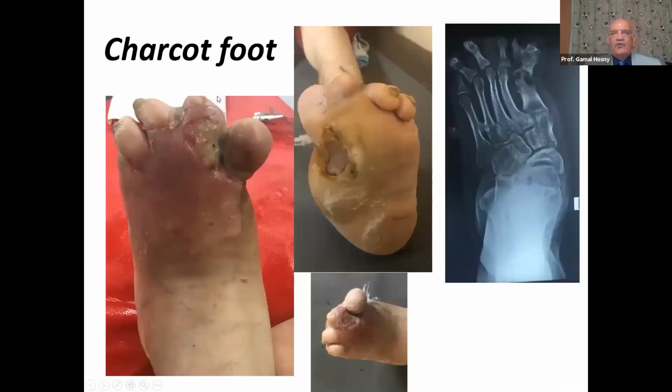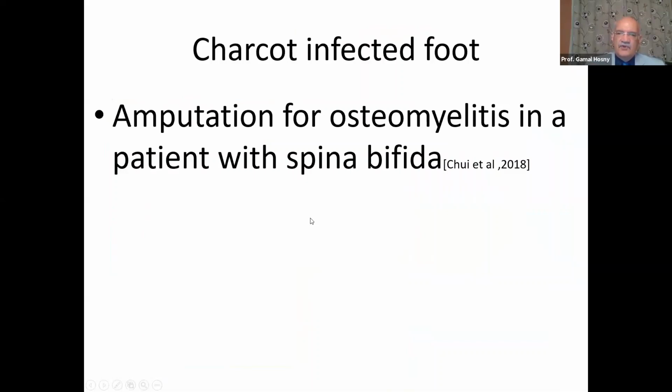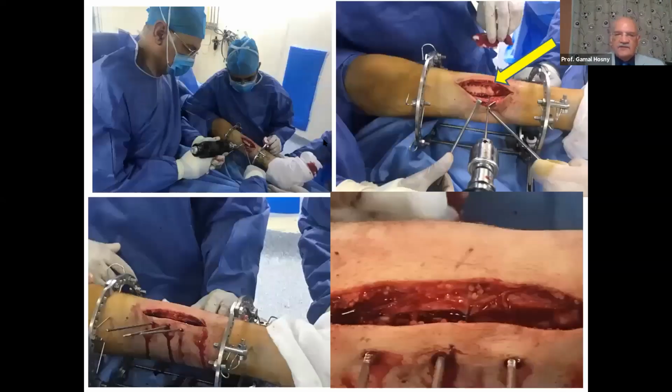What about Charcot foot? In this case, it was syringomyelia, and we had Charcot foot and osteomyelitis, and this deep ulcer. Again, he was a candidate for amputation. As you know, for cases of osteomyelitis, Charcot joint and spina bifida, amputation is a good decision. We didn't do this. We did transverse bone transport.